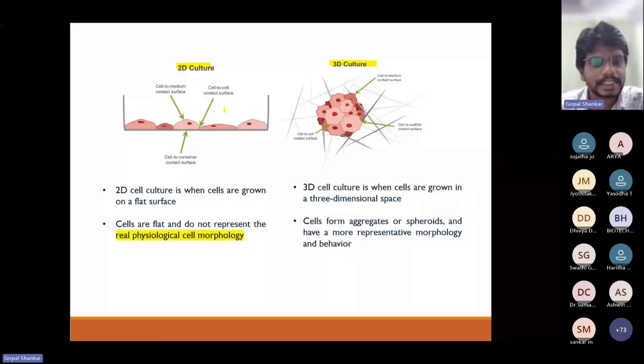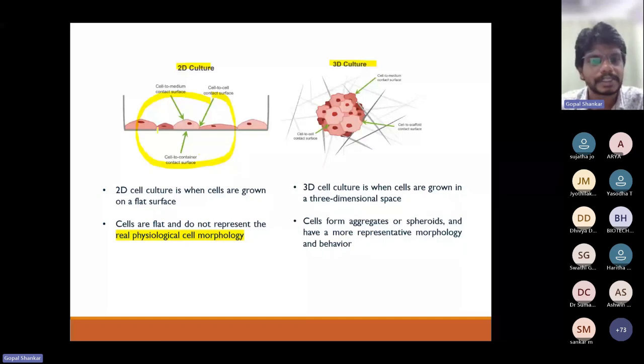So 2D cell culture is basically the cells which are grown on a flat surface. You grow them on a flat surface, and the cells are flat and do not represent your real cell physiological morphology. All the cells in your body are growing in three dimensions. But when you do it in 2D culture, they are not in three dimensions. They are interacting with only one particular phase. Other two phases are left exposed. So 3D culture is the best place, that is a 3D space that is more essential for cell growth.